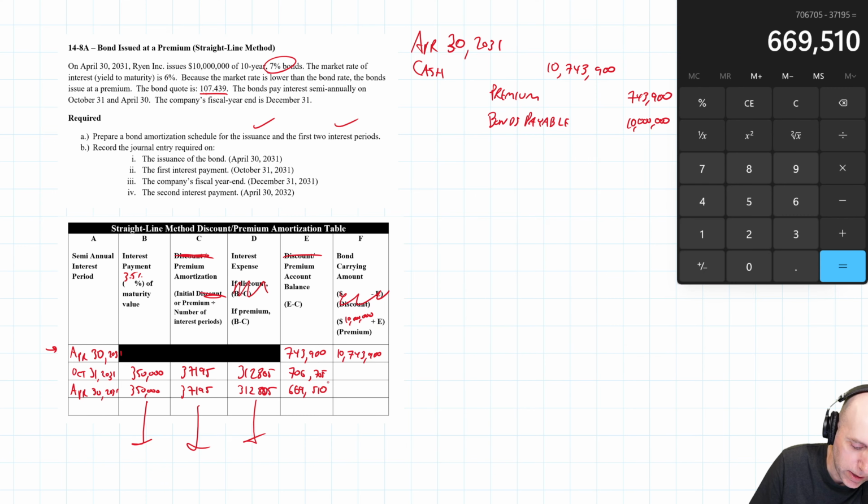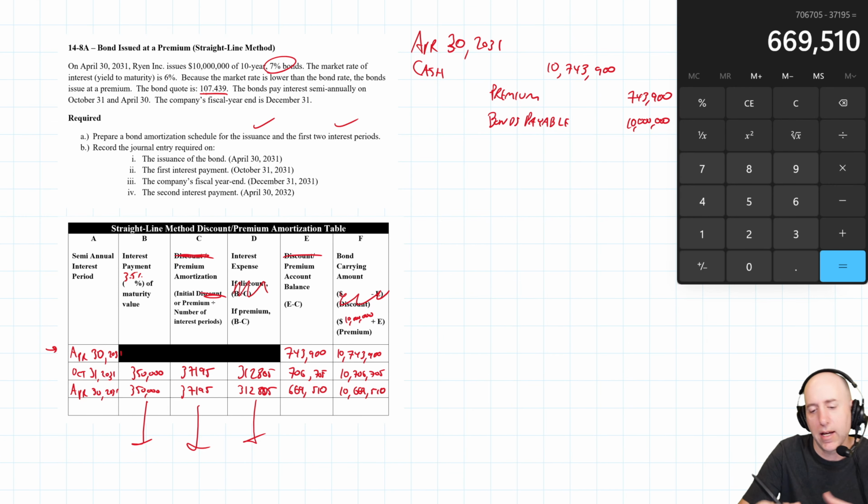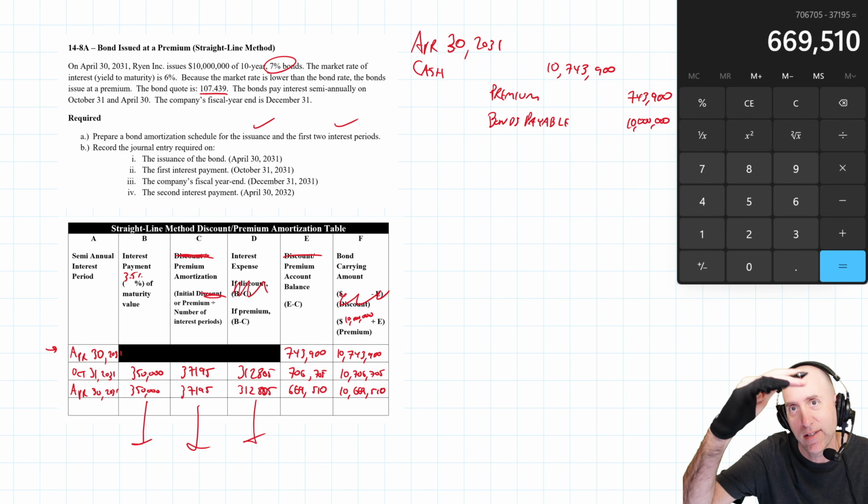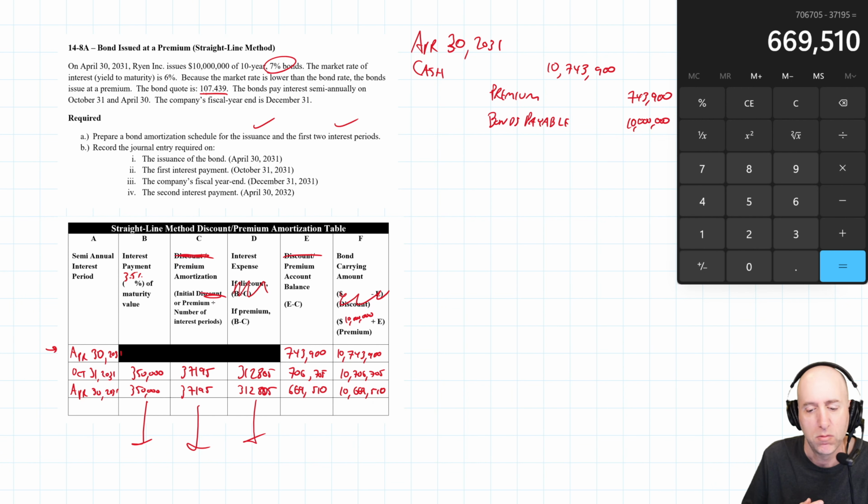10 million plus whatever's in column E, so this is 10,706,705. This is 10,669,510. And again, we would just continue on down the page. So straight line, you can see the table. Once you get that starting point, because it's straight line, it's just the same again and again and again. Not too hard. And knowing how to use the table means we know how to do the journal entries.